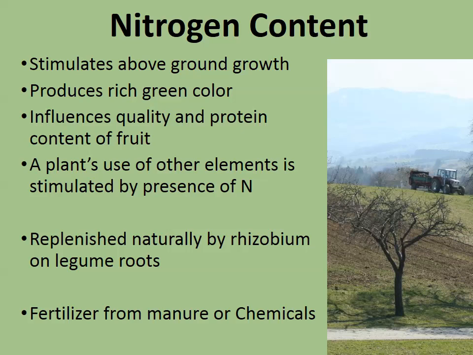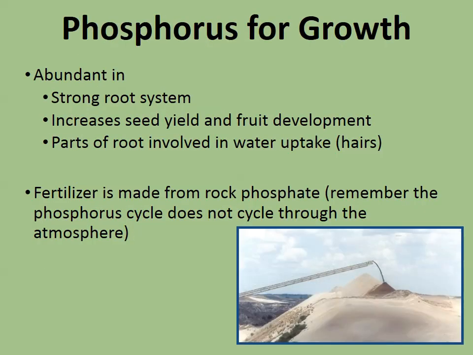This is replenished naturally by those rhizobium on legume roots, also sometimes by letting the fields lie fallow, meaning you're leaving them alone for a season. All different things can grow and actually fix nitrogen into the soil. The way that we can also add it is fertilizer from manure, which would be an organic method, or from chemicals, usually inorganic.